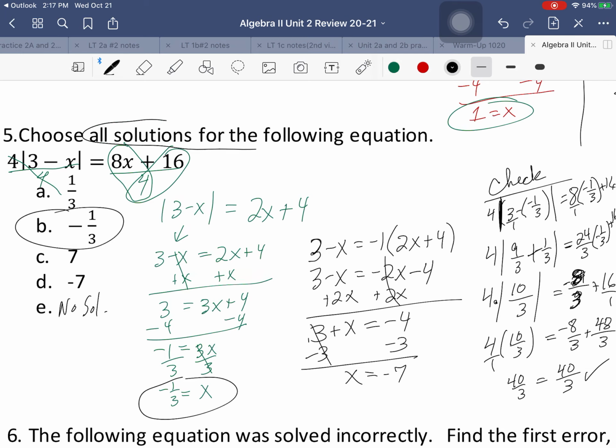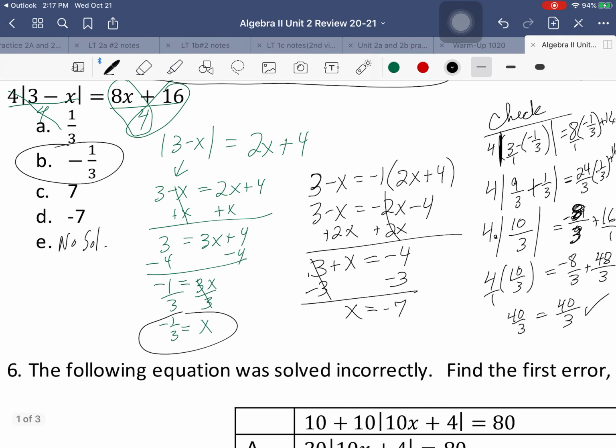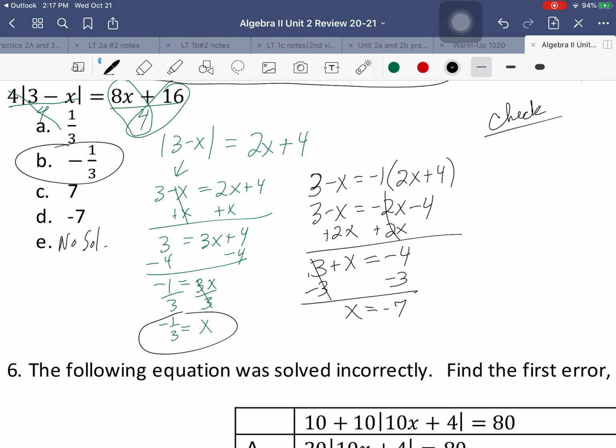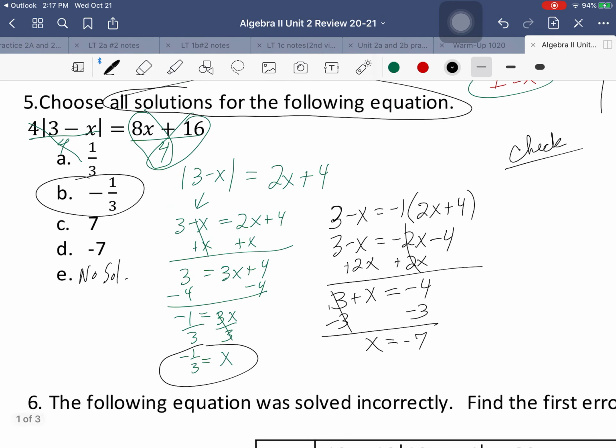But make sure you choose all solutions for this. So negative 7 could be an answer, so we need to check that. I know it's a lot of work. If you put this in Desmos, it's a little faster. It is faster. But if you enjoy substituting these in, do it. I'll always give you enough time in class to work these out. So put in negative 7.